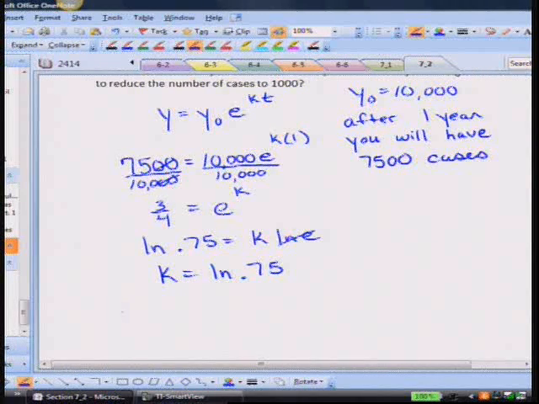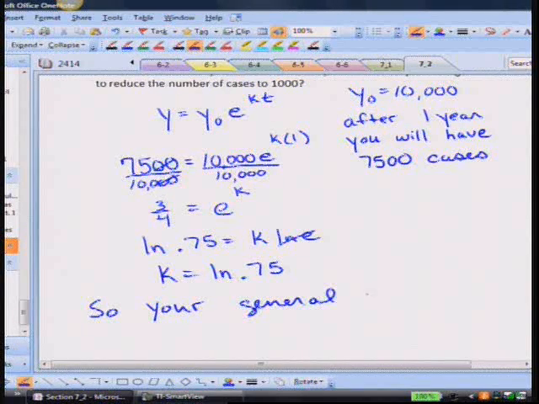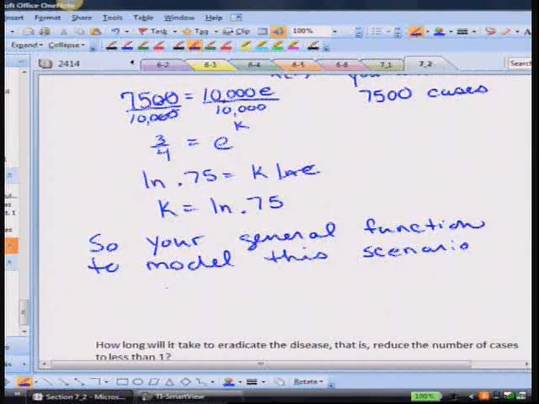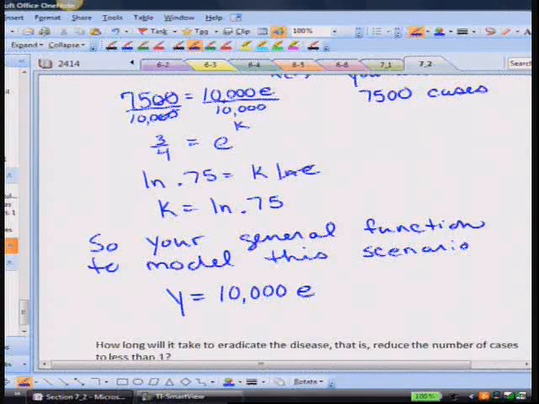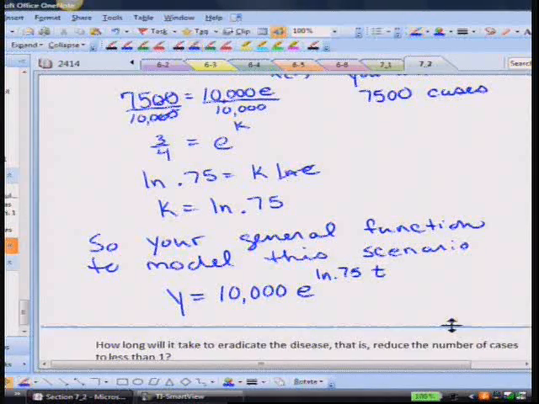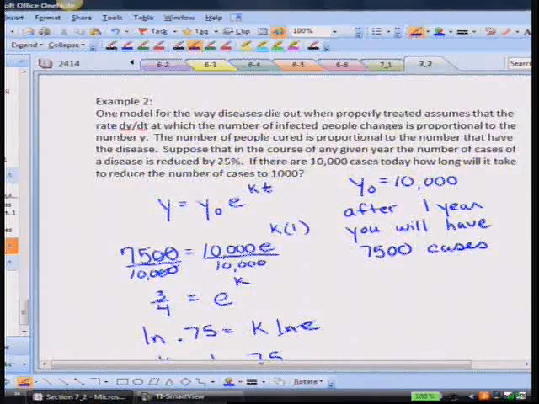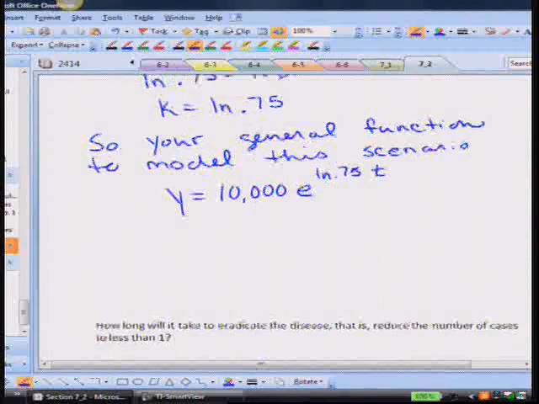So now your function in general to model this scenario is y equals the initial amount, which was 10,000, e to the k, which is ln 0.75, and then t. So the question was, finally, how long until you reduce the number of cases to 1,000?